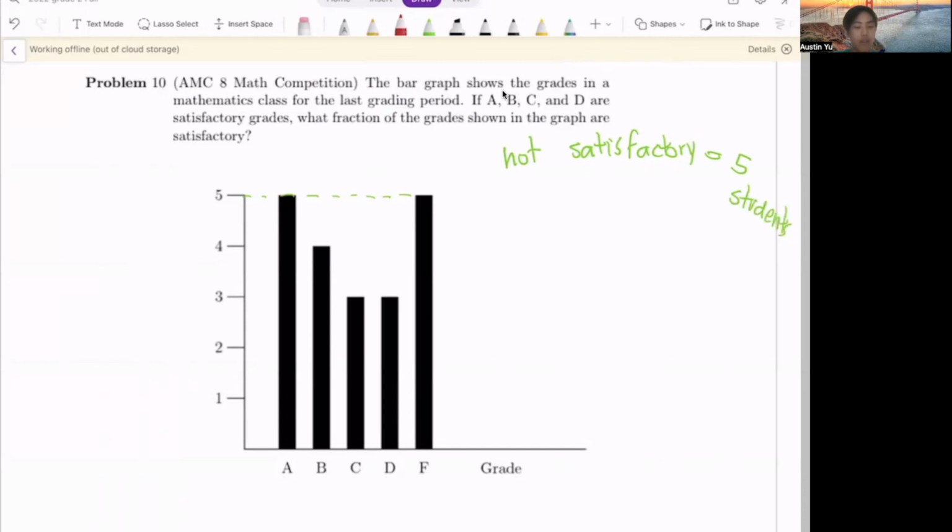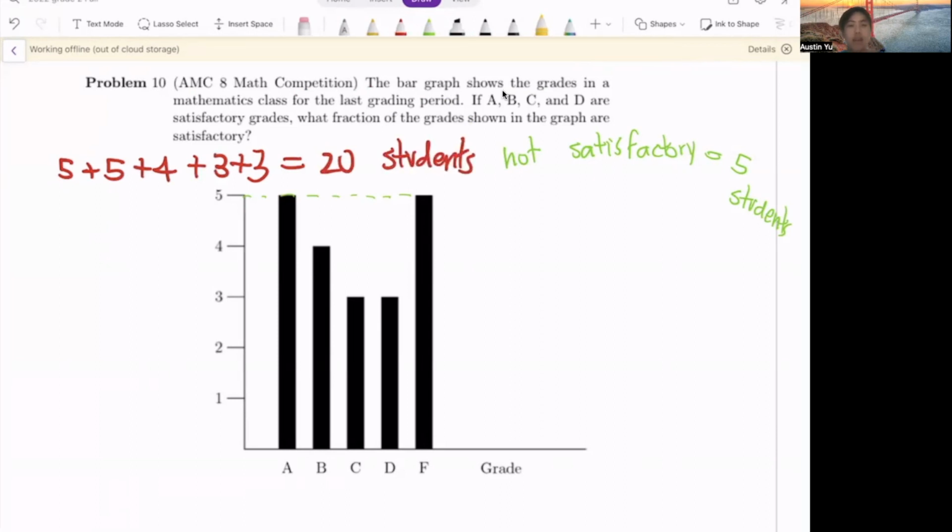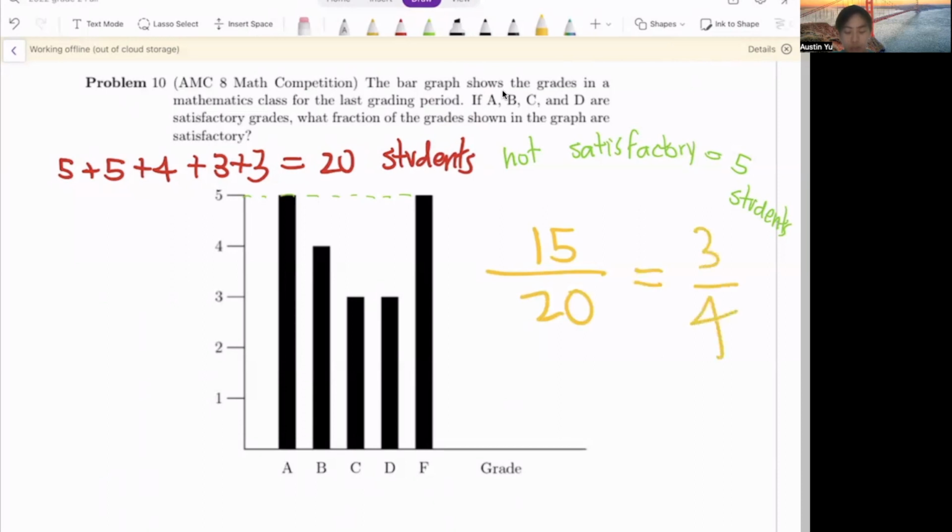And then now we need to calculate the total number of students. We have 5 students in both A and F, so 5 plus 5 equals 10. And then we have B, which has 4 students that got a B, so that equals 14. And then we have 2 grades, C and D, which both have 3. So plus 3 and plus 3, this gives us 20 students. So in total, if 5 got not satisfactory, that means that 20 minus 5 equals 15 students got satisfactory out of the 20 students in total, and we can simplify this to 3/4. So 3/4 of the students got satisfactory.